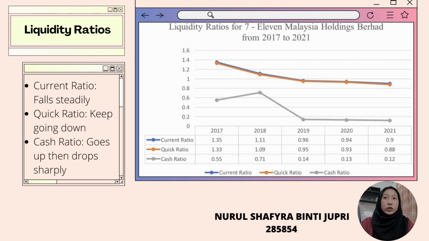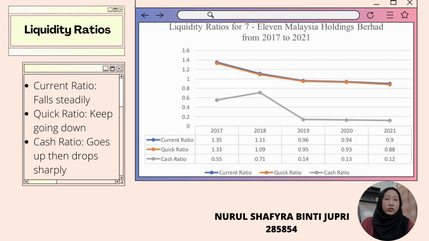So next, we move into the quick ratio. As the quick ratio kept going down between 2017 and 2021, the trend of the quick ratio is not like the current ratio, and it's pretty good because the quick ratio can be anywhere between 0 and 2. This means that the company doesn't have to sell its inventory to pay off its debt.